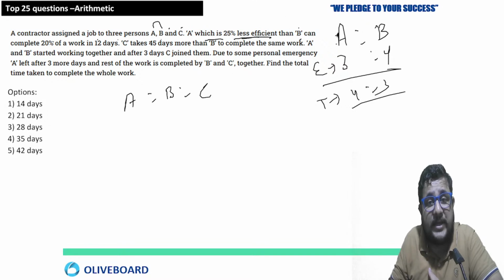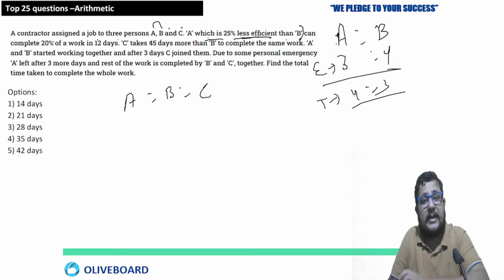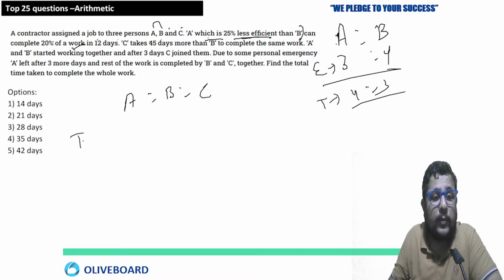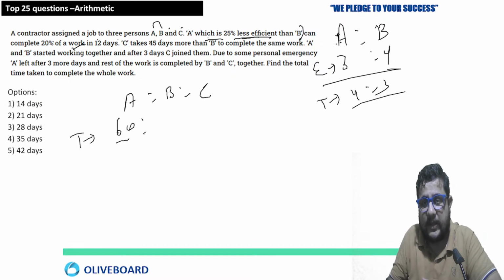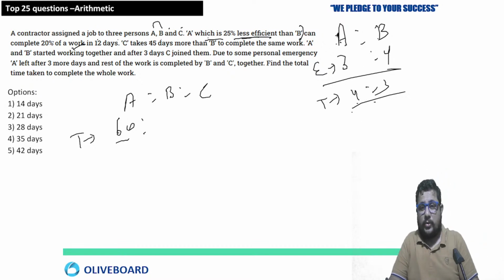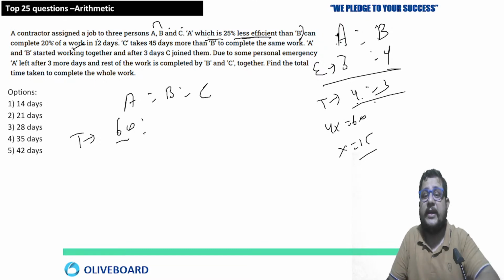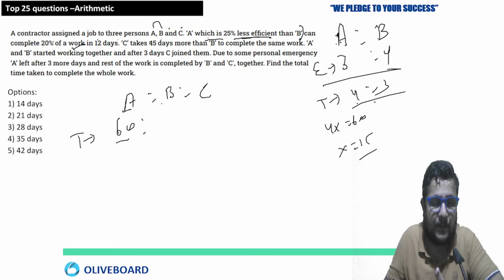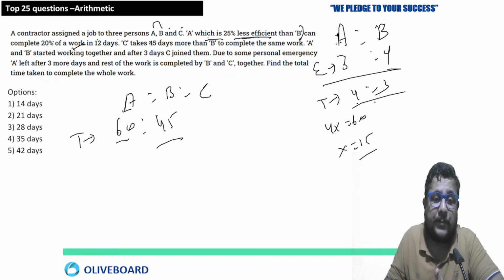A, which is 25% less efficient than B, can complete 20% of the work in 12 days. If A can complete 20% of the work in 12 days, then 100% in 12 into 5, 60 days. And we know their time ratio, A and B, 4:3. So 4x equals 60, x equals 15. Or we can directly say B will take 25% less time than A because he is 25% more efficient than A, right? So 45. Just subtract 25% from the 60. So you'll get 45 here.